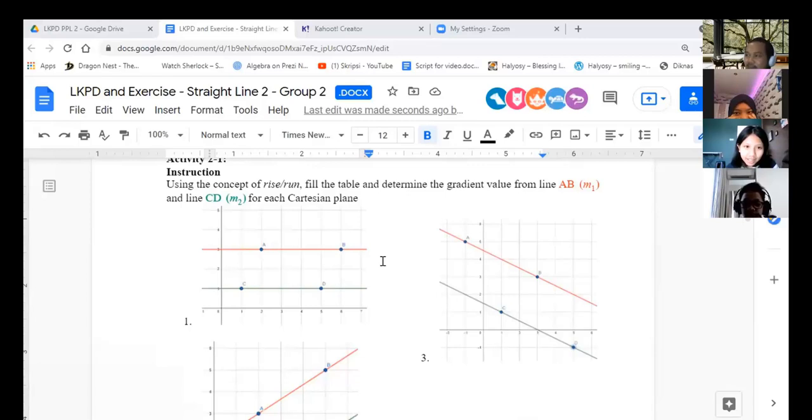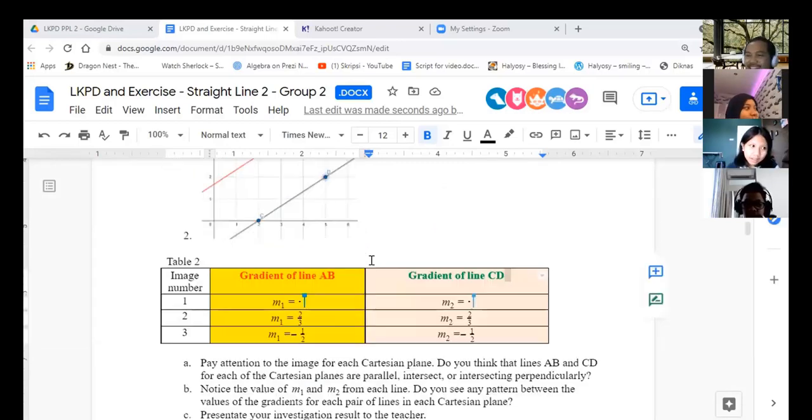How about the run? From A to B, the run is four. So it's 0 over 4, right? Okay, what is 0 divided by 4? Zero. There we go.